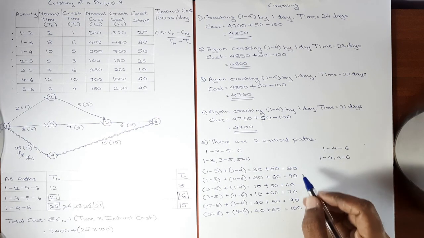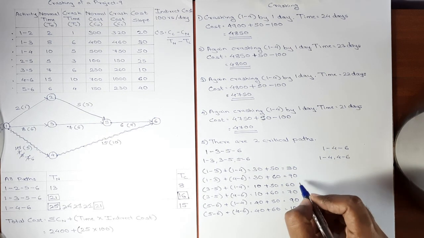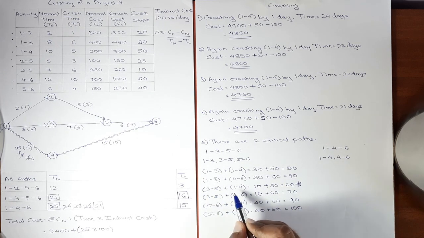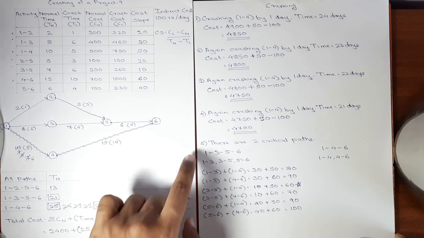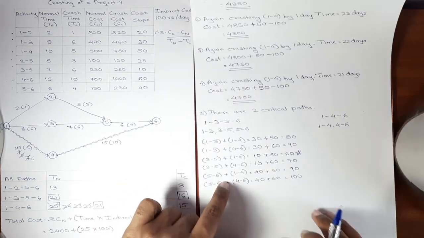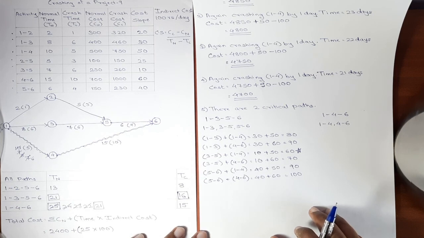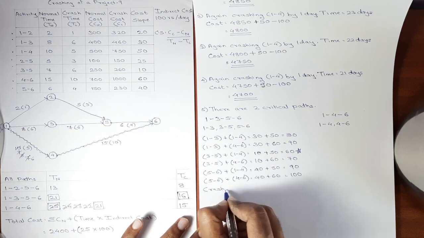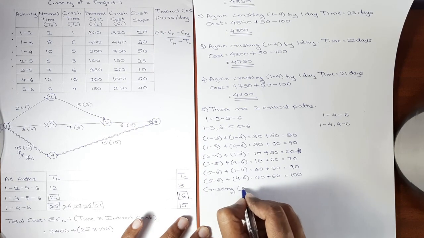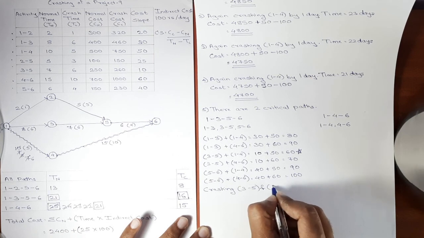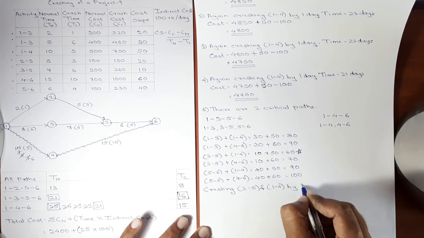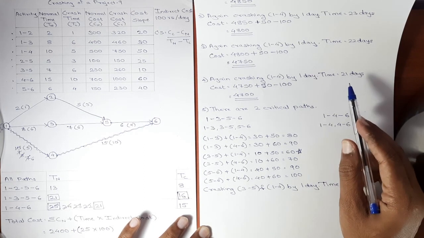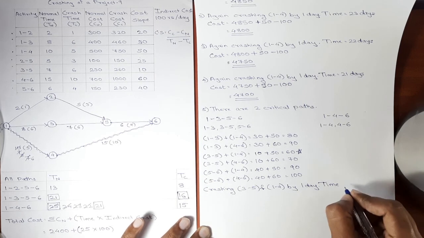Now which combination has the least cost slope? This one, 60. 60 is the least, and the activities are 3, 5 and 1, 4. So in our fifth step of crashing, we'll be crashing activities 3, 5 and 1, 4 by one day. In the previous step of crashing, the time was 21 days. Now it will be 20 days.